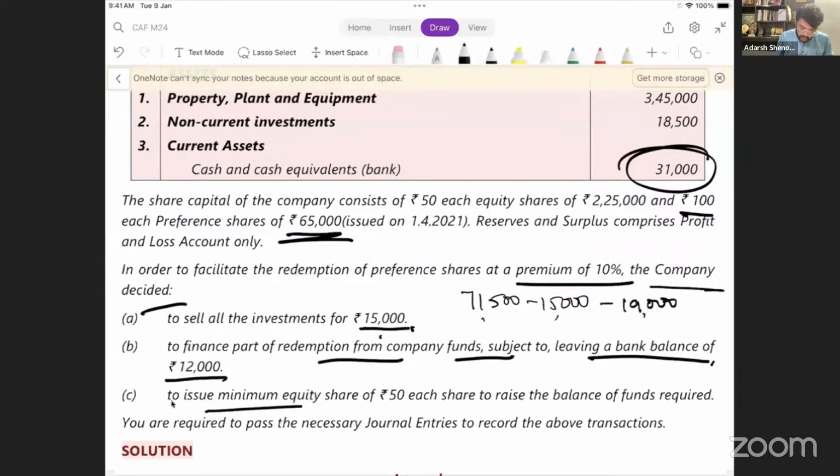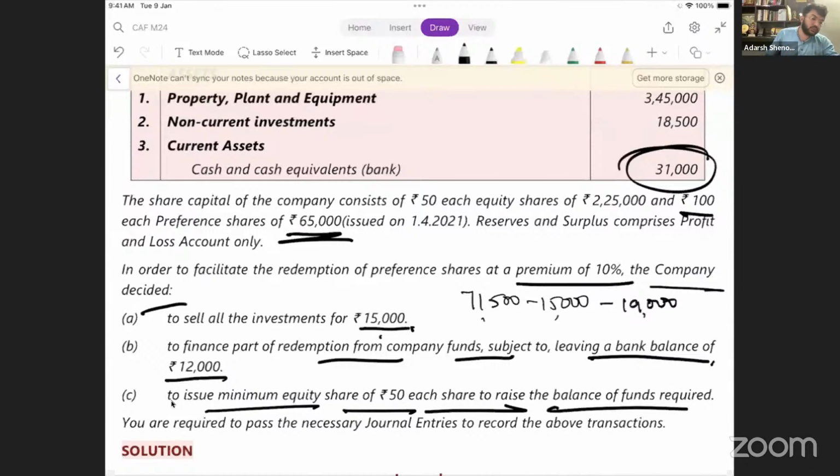So for that, what are we going to do? To issue minimum equity shares of 50 each to raise the balance of funds required. So I am issuing equity shares: 37,500 at 50 rupees each. Divided by 50, we get 750 shares. So 750 into 50, 37,500 equity shares are being issued. Then we will have to see how much CRR is to be created. Although the purpose is not Section 55, the purpose is for money. I needed money, so I am issuing equity shares for 37,500. That can be used for Section 55 also.